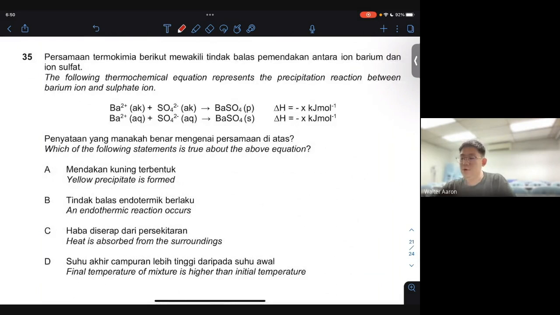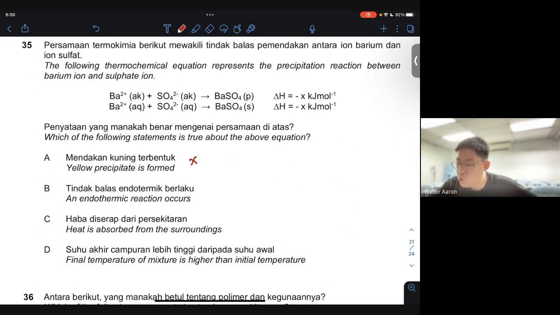All right, the following thermochemical equation represents the precipitation reaction between barium ion and sulfate ion. Which of the following statements is true about the above equation? So barium sulfate is supposed to be white, so this is wrong. Is it an endothermic reaction? No, because it is a negative value, so this is wrong.